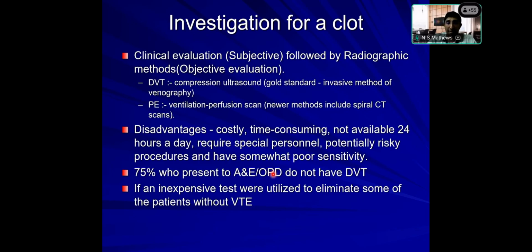But of course, as we all know, especially in our cost-limited settings, the disadvantages are the cost. These are time-consuming, may not be available 24/7, require special personnel, are potentially risky procedures, and have somewhat poor sensitivity. The other thing is, 75% of people who present to accident and emergency or the OPD with some symptoms that might go in for these investigations end up not having a DVT. So there needs to be an inexpensive test which could be utilized to eliminate some of the patients without VT.